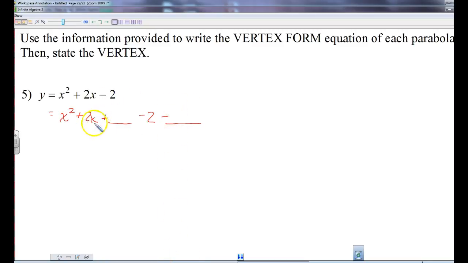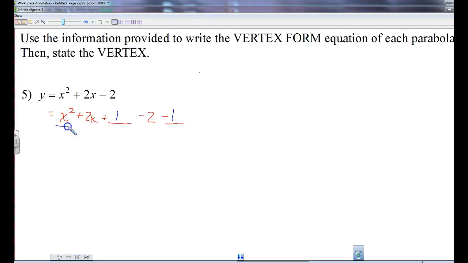So what number do I add here? Well, remember, half of this number squared. Half of 2 is 1. 1 squared is 1. So if I add 1 to this equation, I got to subtract 1 as well. So there we have it.